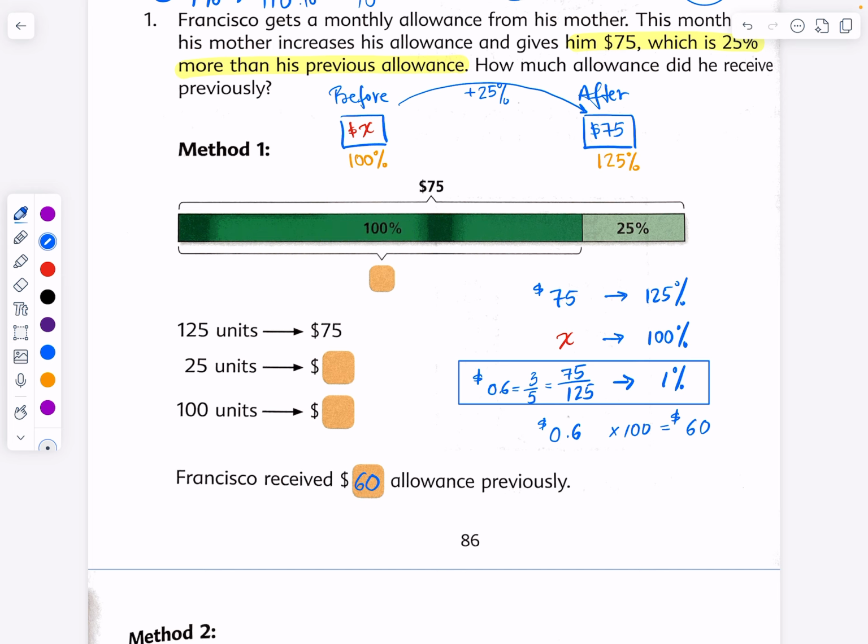My friends, I call these problems before and after. Sometimes you will hear teachers call them reverse percentage problems. Why are they called reverse percentage problems? Because you do not know what was there before, but you do know what happened after. And they're asking you to find the original quantity. The key is to set up the problem first, understand what is given, and then calculate 1%. Once you know 1%, you can figure out any percentage. I hope this helps.